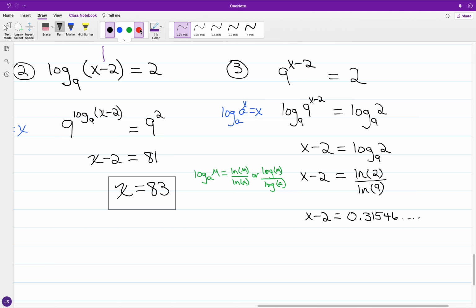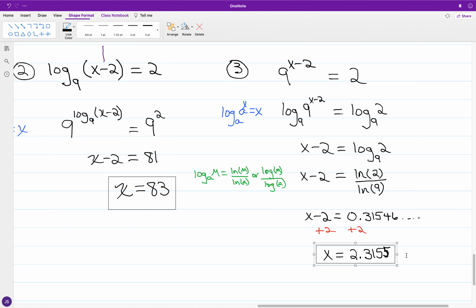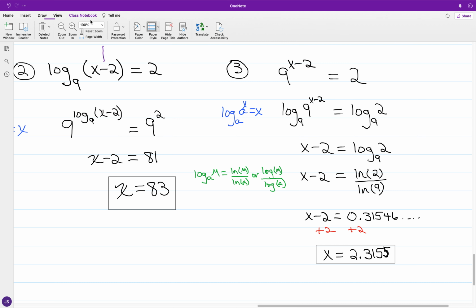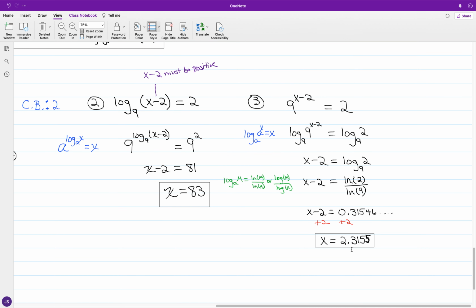So we have x minus 2 at about 0.31546, and adding 2 to both sides, it follows that for x, if I round to about the nearest 4 decimal places, x is going to be about 2.3155. There's going to be a little bit of discrepancy in the values, but in a sense you can go back and check this result.